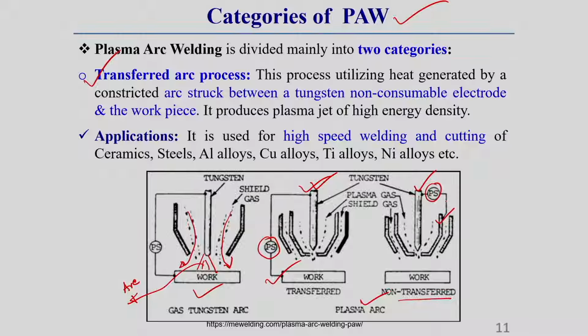In case of non-transfer mode, the terminals are connected with this electrode and this copper nozzle, so whatever arc is developed is constricted in between this copper nozzle and electrode, correct? Whereas, in case of transfer mode, the arc is created in between this electrode and workpiece. Once this arc is created between electrode and workpiece and passed through this copper nozzle, the arc is constricted. That means the arc diameter reduces, and it makes the arc uniform in diameter.